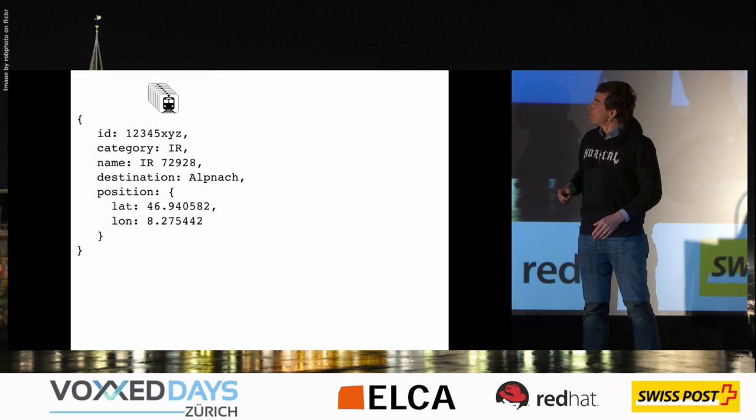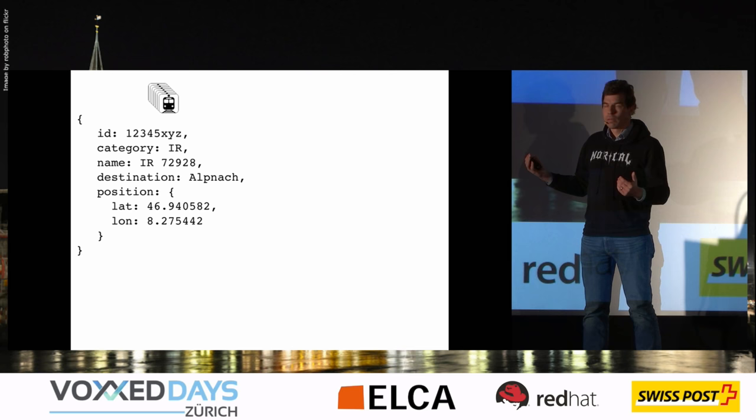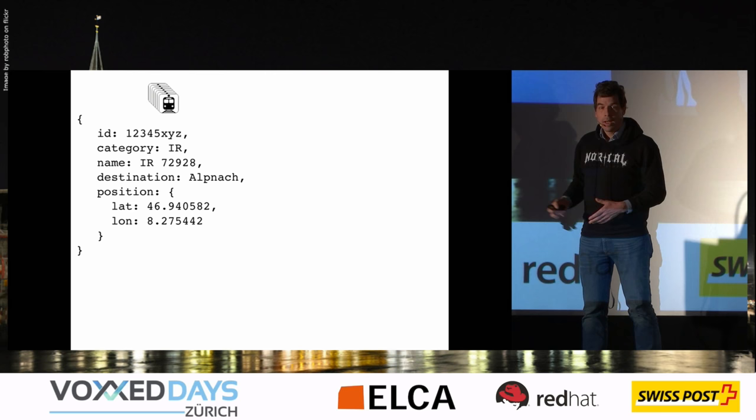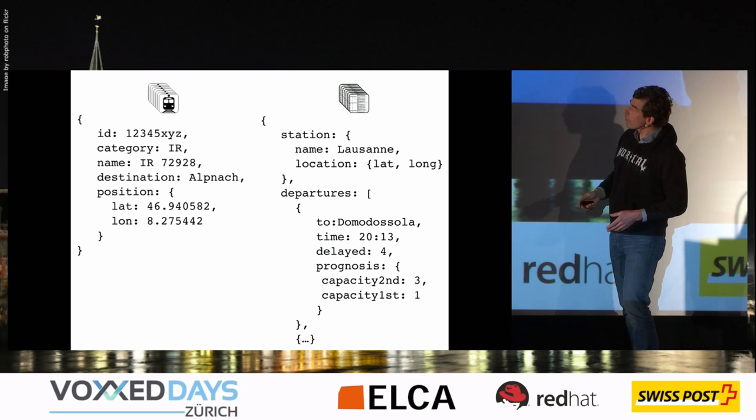Just to see what it will get for vehicle position, more or less we'll have a train or bus ID, we'll have where it goes to, and its current position, latitude and longitude. If we go to station boards, okay, one station board is, it's Lausanne.